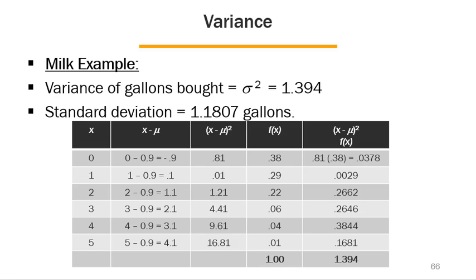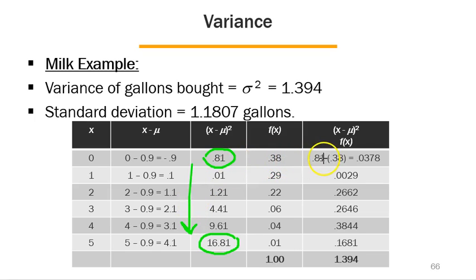Then in the next column over, x minus mu squared, just taking that value and squaring it. So the negative 0.9 squared gives us 0.81, which we see right here. And then so on down, so that if we take 4.1 and square it, we get the 16.81, all the way down. All right, do this for each potential outcome.